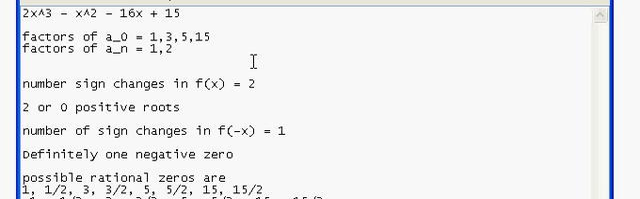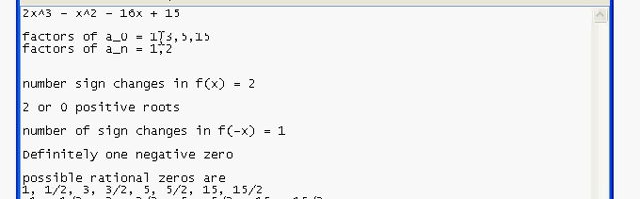Looking at the number of sign changes, we can quickly see that for our original function, we have one change here from 2 to minus 1, and another one from minus 16 to positive 15. So we have 2 sign changes, which means that we will have 2 positive roots, or 0 because of complex conjugates and stuff. Doing the same thing for f of negative x, this will be minus 2x cubed minus x squared plus 16x plus 15.